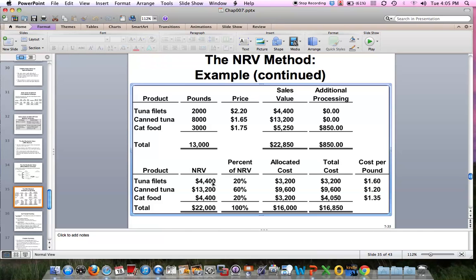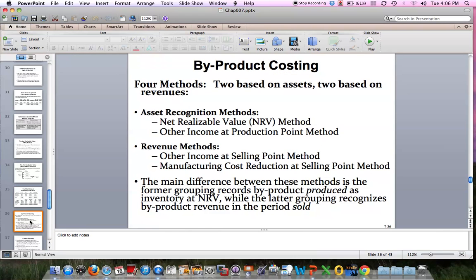Okay, so total realizable value $22,000, and the percent of each is 20, 60, and 20. The allocated cost then is just multiplication of 20% times 16 for 3,200, 60% times 16 for 9,600, and so on. And so my total cost then is the 3,296 and 4,050 because it's the 3,200 plus the 850. That's my 4,050. My cost per pound then, you can see, comes out to be these numbers here. So obviously this one, because it has extra steps, would be the most accurate when it comes to all the methods. And so that's it.